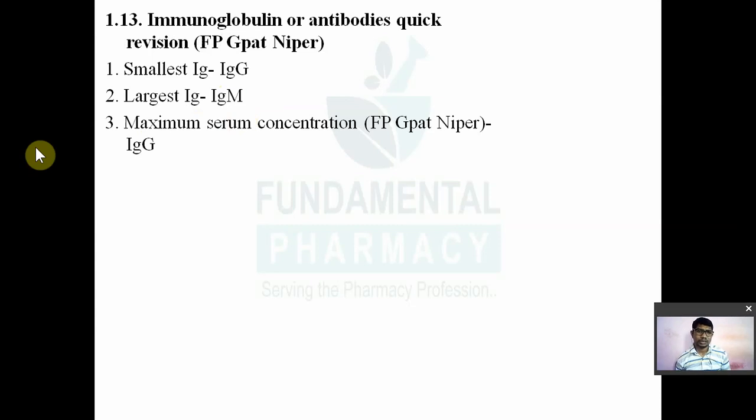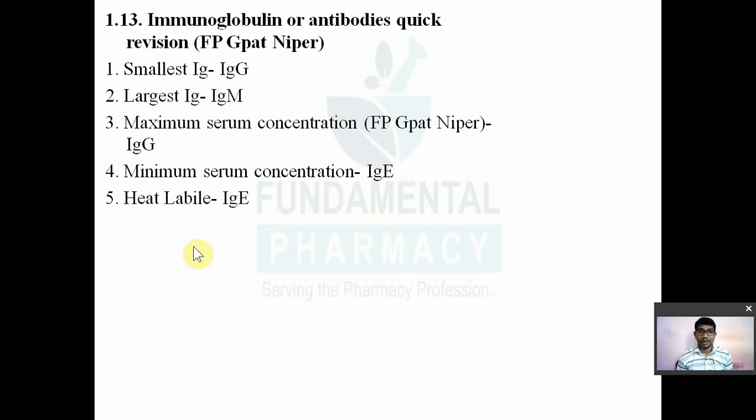Maximum serum concentration having antibody. Which antibody will have the maximum serum concentration? It will have the highest concentration in your blood. The antibody with maximum serum concentration is immunoglobulin G. They have already asked the question on the largest molecular weight antibody, that is immunoglobulin M, the smallest, immunoglobulin G, and whose concentration is maximum in blood, immunoglobulin G. Now the minimum serum concentration, that is immunoglobulin E. The antibody having the minimum serum or plasma concentration is immunoglobulin E.